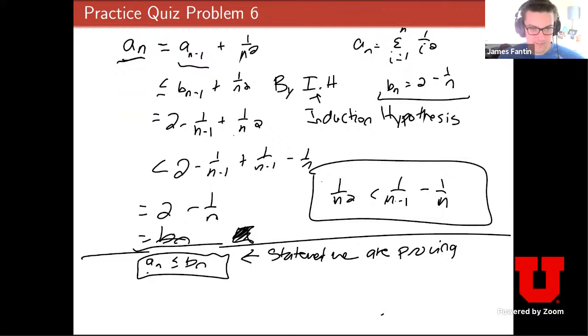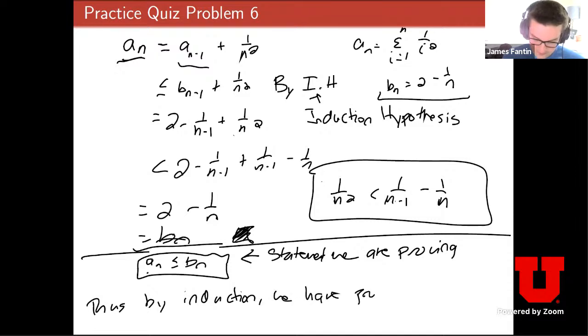Somebody asked, do we need a concluding statement for every proof? I don't think it hurts you to add a concluding statement. So at the end of this proof, we could just say, thus by induction, we have proven A sub n is less than or equal to B sub n for n greater than or equal to 1. And just a simple restatement. It also helps you recall what you were asked to prove if you do this at the end of each of your proofs, just to make sure you actually proved the thing you thought you did. So I would recommend it.